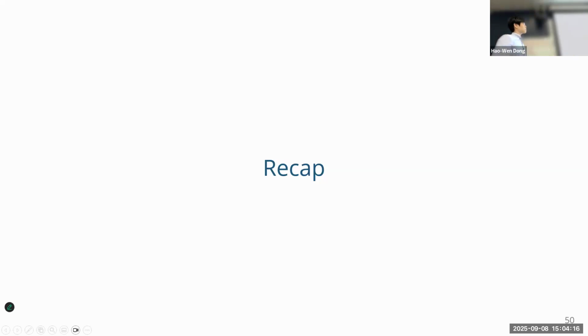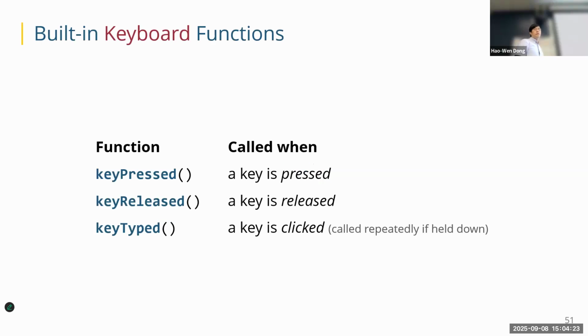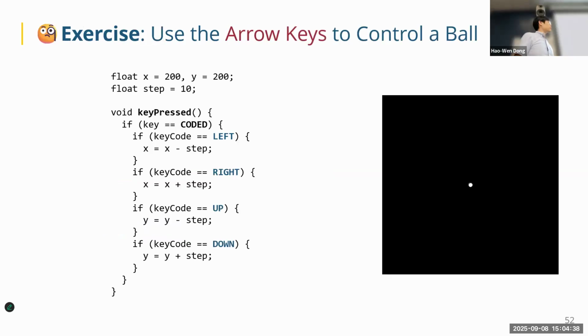Cool. I would just quickly recap what we talked about last week. First, we talked about the keyboard functions. It should be basically the same as the mouse functions: key pressed, key released, key typed. You can do all sorts of things with these built-in functions, so you don't need to rewrite them. You can do something like, whenever a key is pressed.